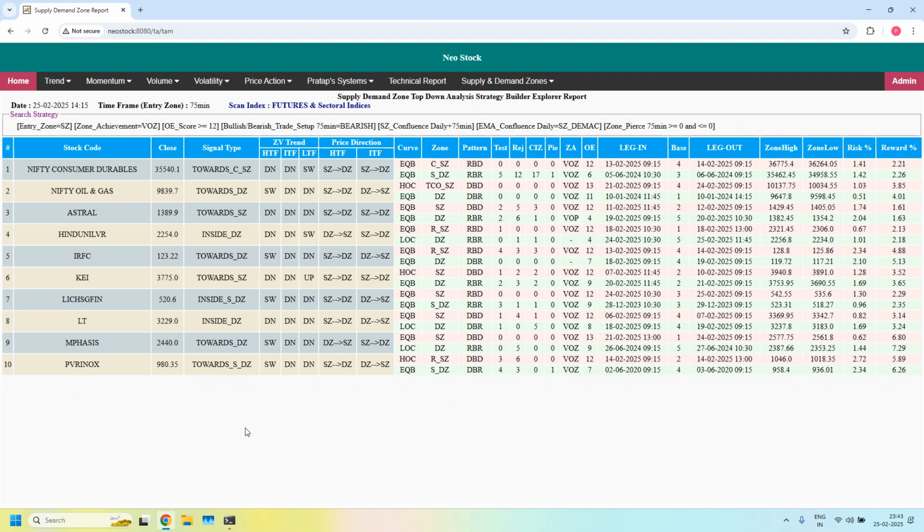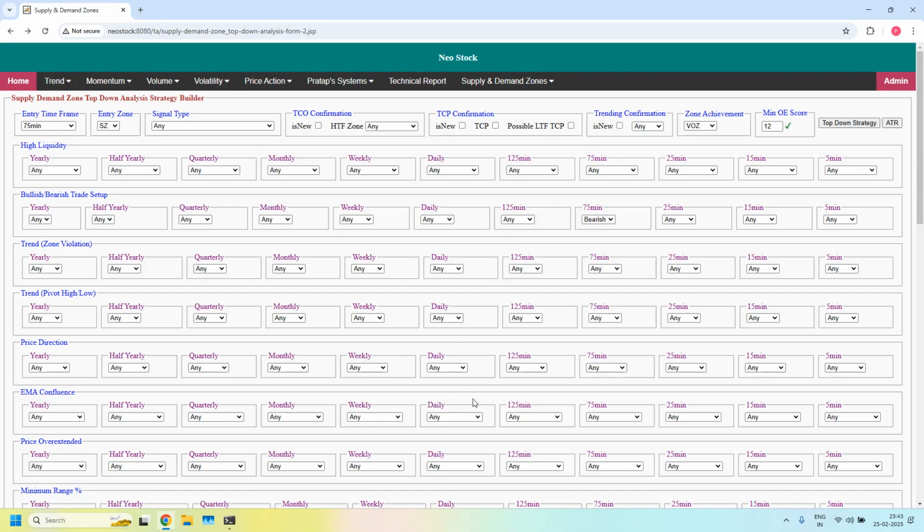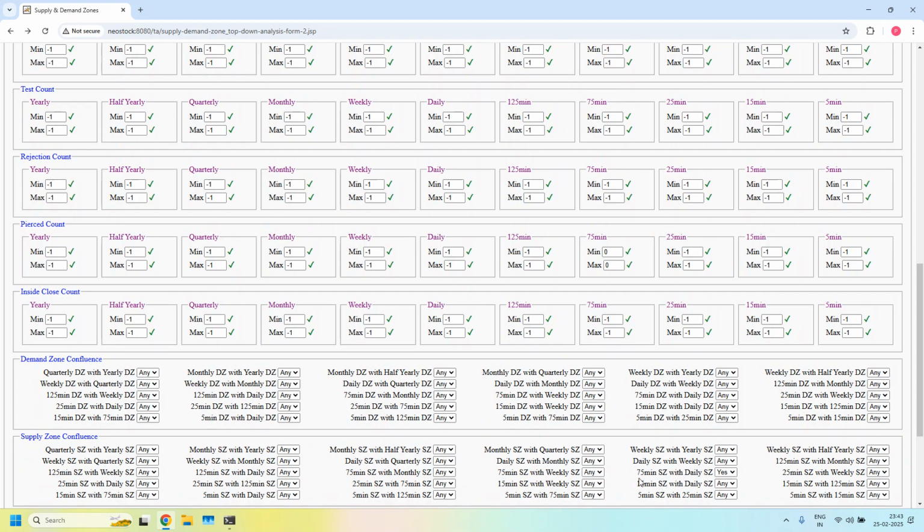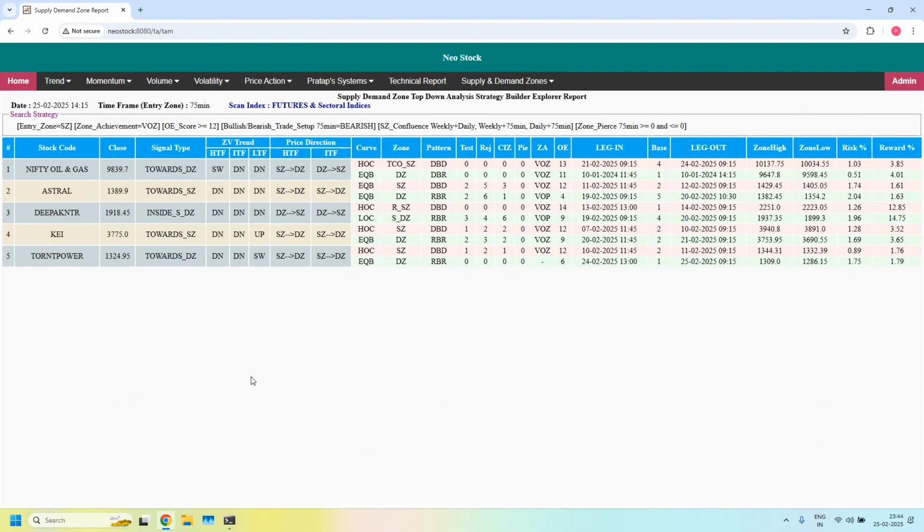Okay, next let us look for LTF, ITF, HTF supply zone confluence. Removing EMA filter. In the supply zone confluence, we should set 3 filters. First filter is already enabled, 75 with daily. Next 75 minute supply zone with weekly supply zone confluence. Daily supply zone with weekly supply zone confluence. With all the 3 filters, we got 5 stocks. In these 5 stocks, these 75 minute supply zones are overlapped with daily supply zone, both together overlapped with weekly supply zone. And weekly trend is down in 4 stocks, last 4 stocks.